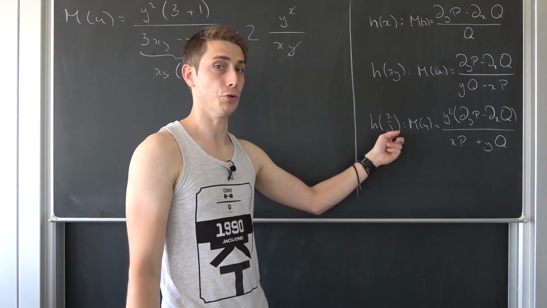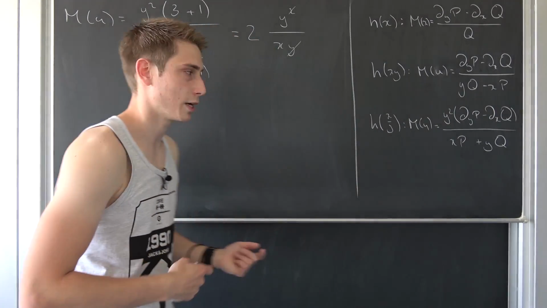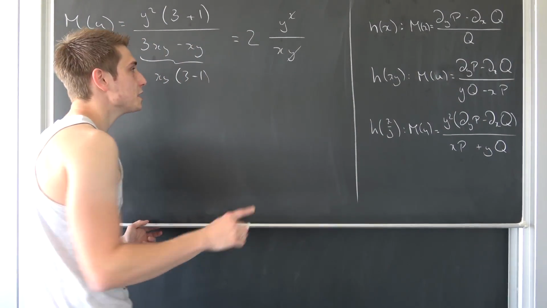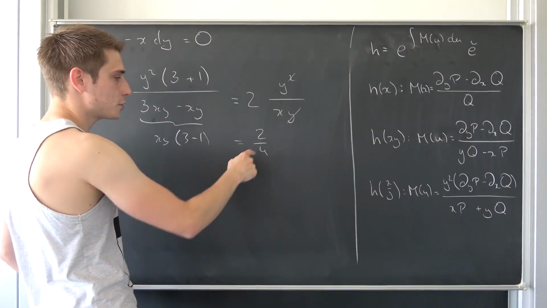Y over x is 1 over u right here, because u is x over y. If we invert those under the condition that x and y are not equal to 0, we don't want that, it's going to be 2 over u. Meaning, this right here is really nice.